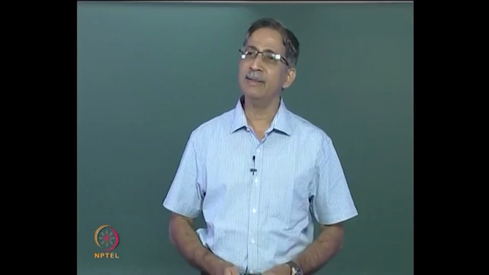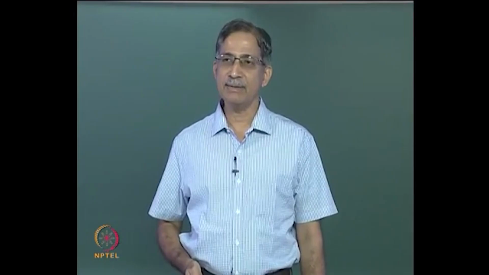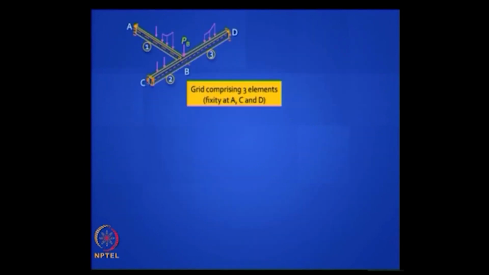As you know, the grid element is different from the beam element in that you have an additional degree of freedom. You have the angle of twist, and the corresponding force is the twisting moment or torsion. This is covered in the chapter on beams and grids in the book. So let us quickly review what a grid is.